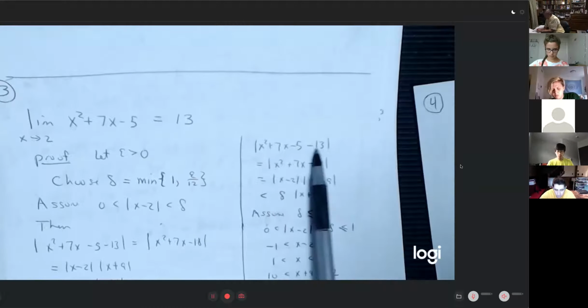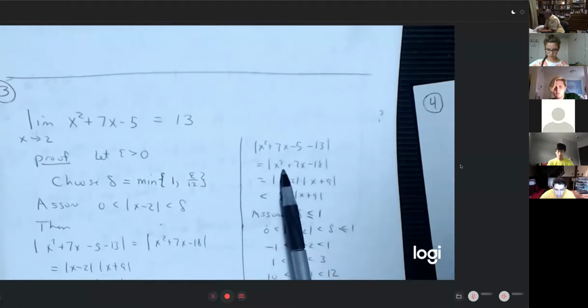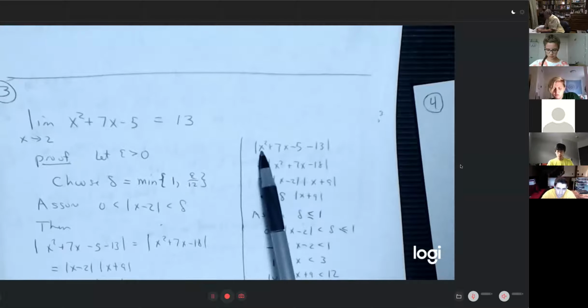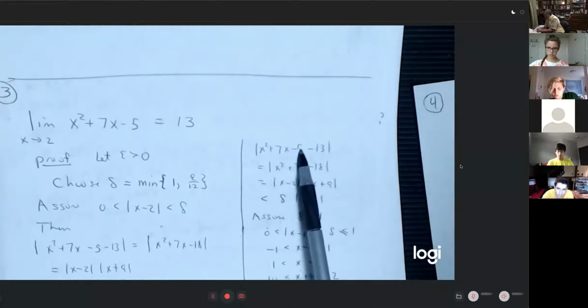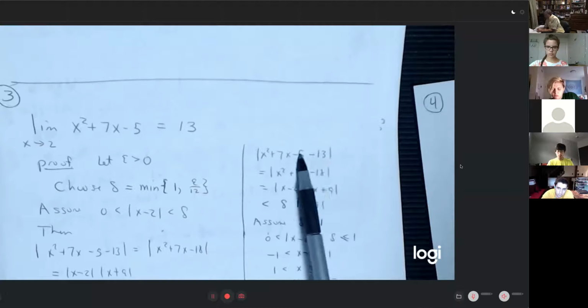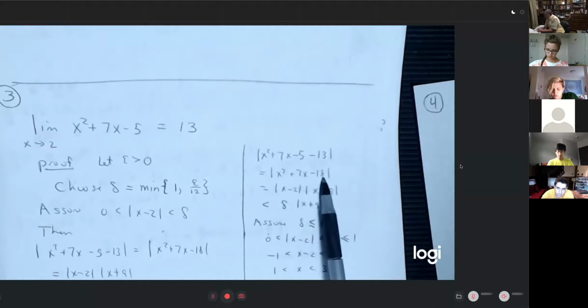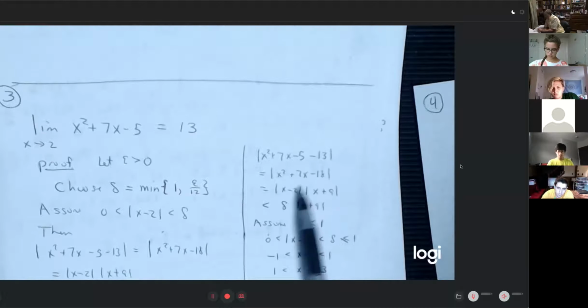Since it's algebra, what do you do with algebra? You factor if you can. And if I look at this expression and simplify, this is f of x here, there's a minus 5, here's a minus 13. I can combine those. So I do that, I get this expression. And with a little thought, I see how to factor it.